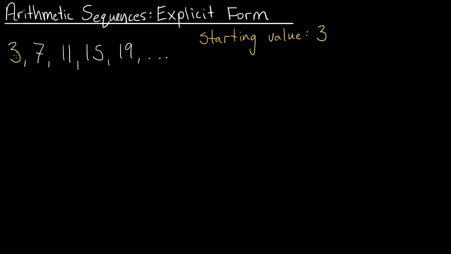The next thing that we want to look at is what our common difference is. In other words, what are we adding or subtracting at each step to get the next number in the sequence? So to go from 3 to 7, I'm going to add 4. In order to get from 7 to 11, I need to add 4. And so on and so forth. We have the same difference between each two numbers. So plus 4 at each step. And again, that is our common difference. We have a common difference of 4.